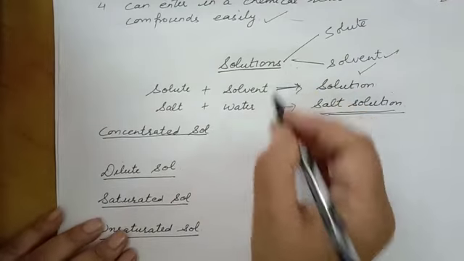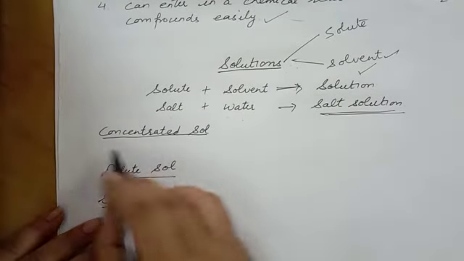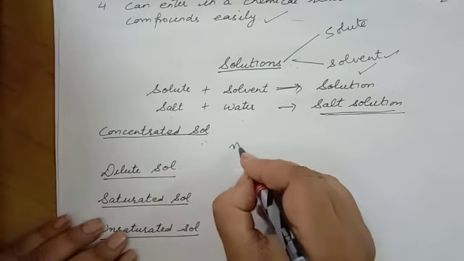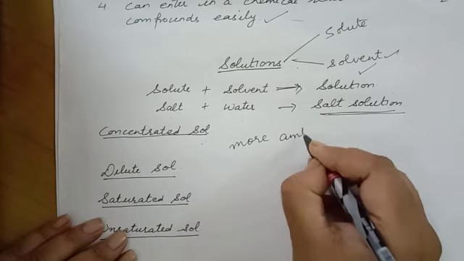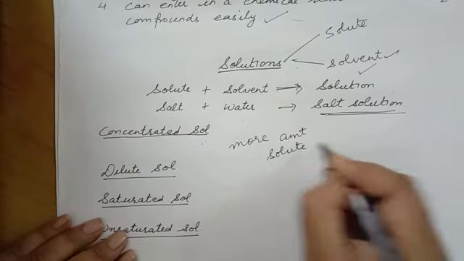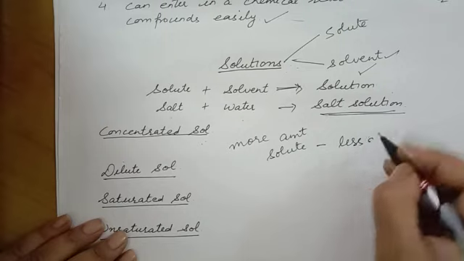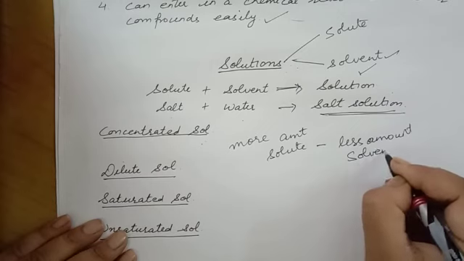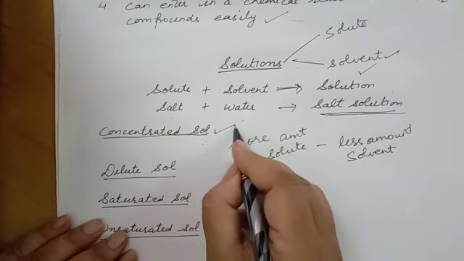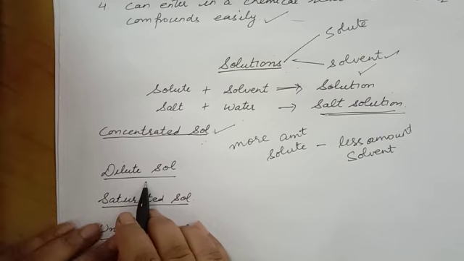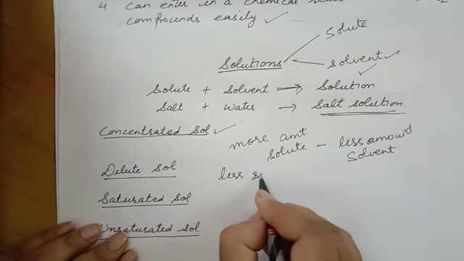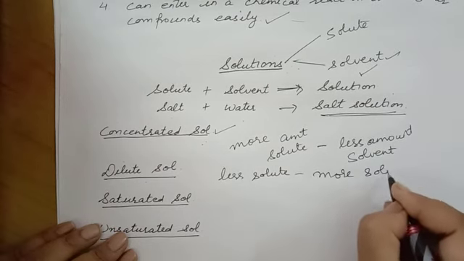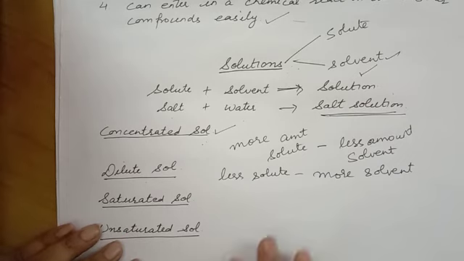So solutions. First of all, let me discuss what is a concentrated solution. In a concentrated solution, there is more amount of solute but less amount of solvent. So we call that solution a concentrated solution. Dilute solution: less solute, more solvent. We call it a dilute solution.